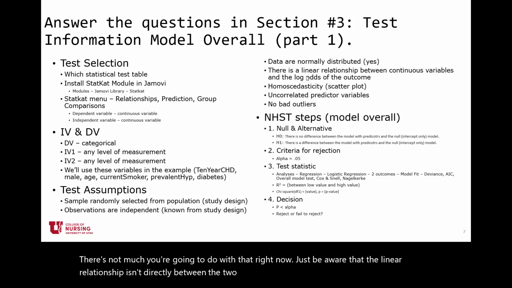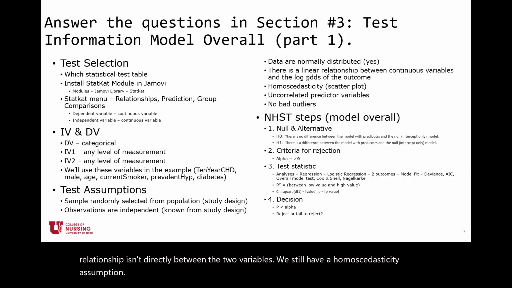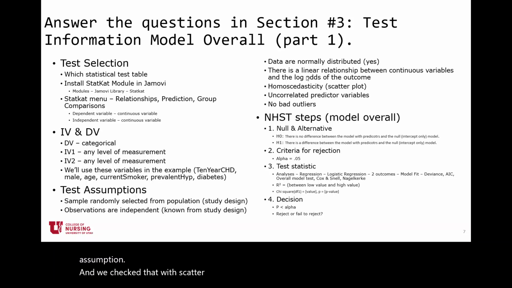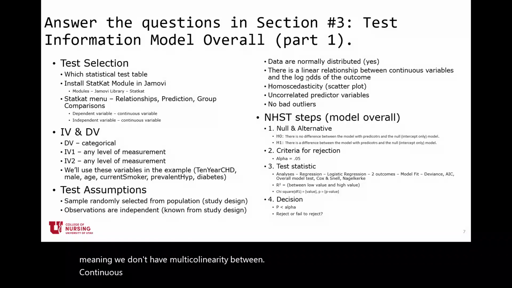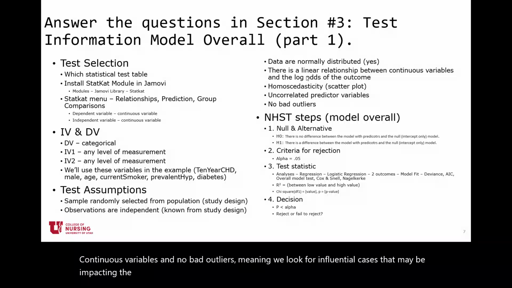We still have a homoscedasticity assumption. And we check that with scatter plots, and we need uncorrelated predictor variables, meaning we don't have multicollinearity between continuous variables, and no bad outliers, meaning we look for influential cases that may be impacting the model.